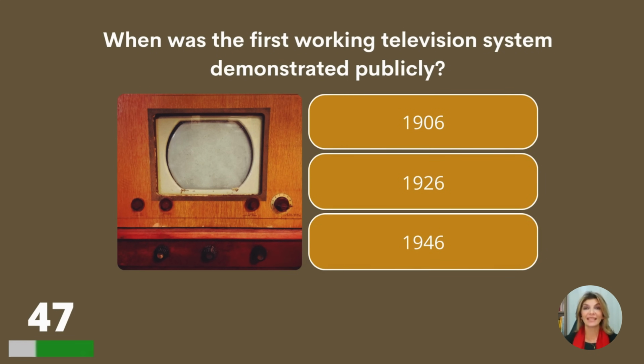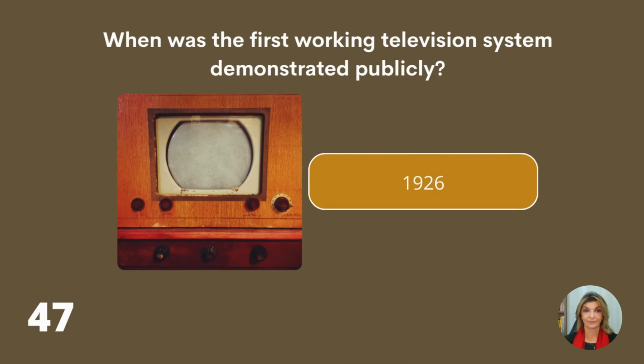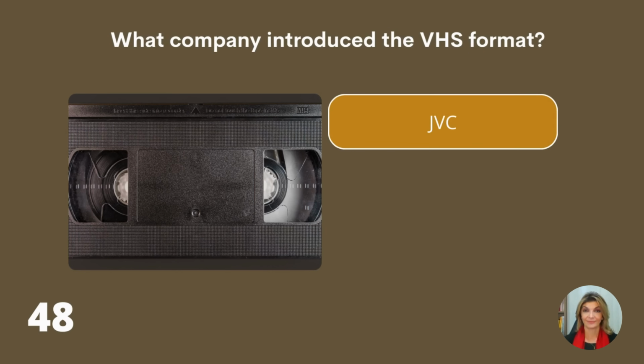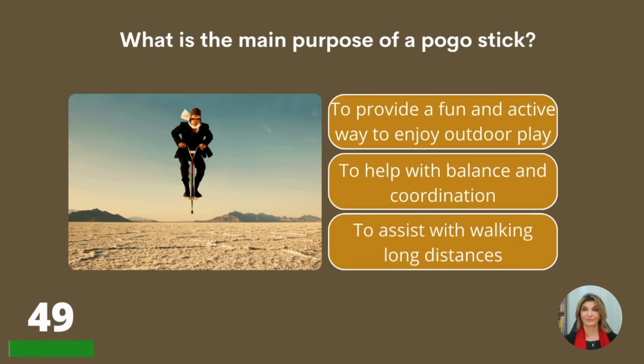When was the first working television system demonstrated publicly? 1906, 1926, or 1946? 1926. What company introduced the VHS format? JVC, Sony, or Panasonic? JVC.